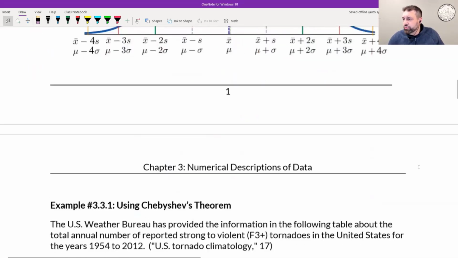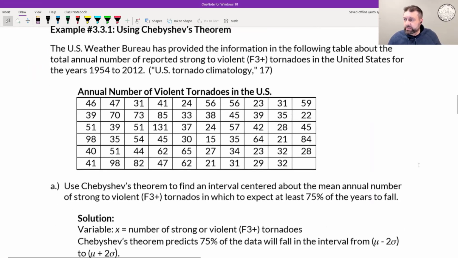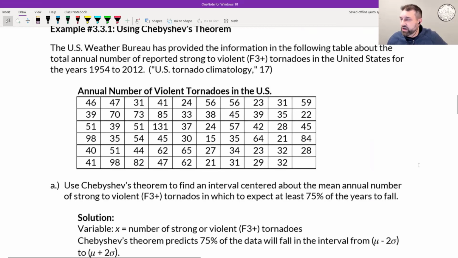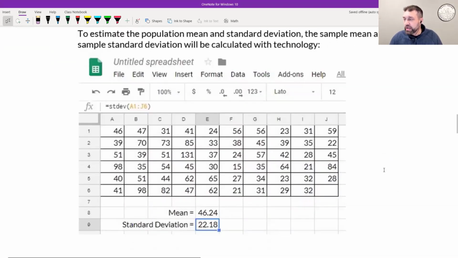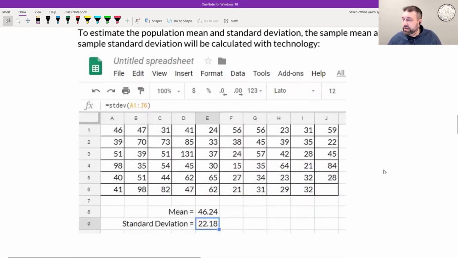So how can you apply this? Let's say you find some data like this. This is the number of violent tornadoes in the United States, violent being categorized as above an F3 tornado, from the years 1954 to 2012. The first thing we're going to do is throw this data into a spreadsheet and find the mean and the standard deviation. So we copy and paste the data into a spreadsheet. Here's our mean and here's our standard deviation.